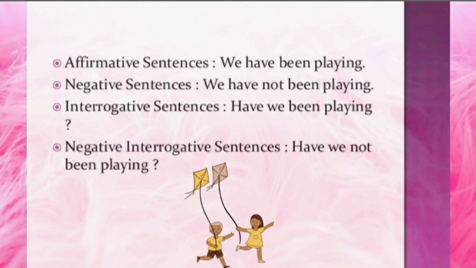Let us now see the usage of present perfect continuous tense in different kinds of sentences. In affirmative sentence, we have been playing. In negative sentence, we have not been playing. In interrogative sentence, have we been playing? And in negative interrogative sentence, have we not been playing?